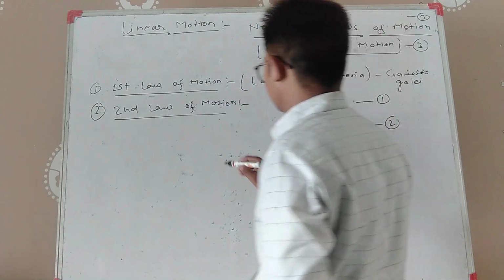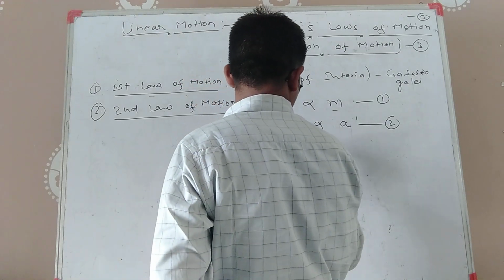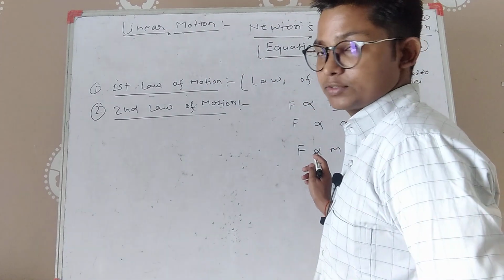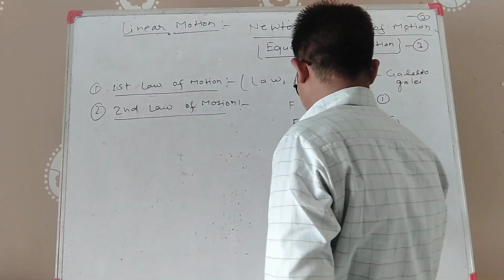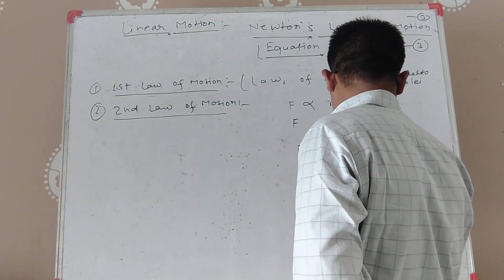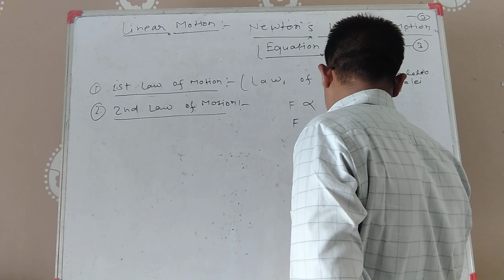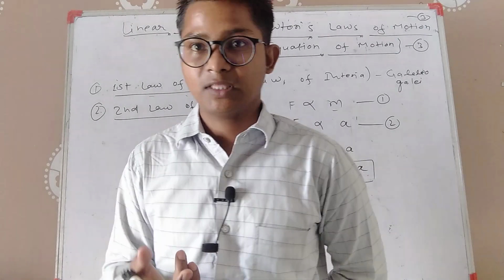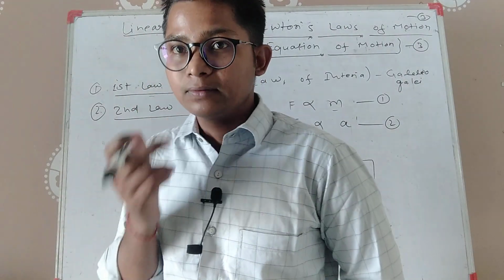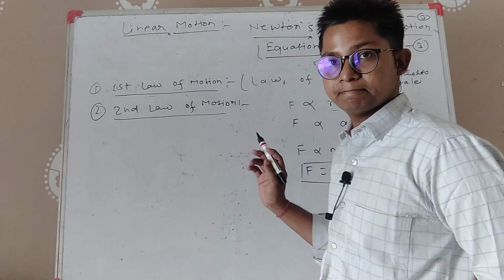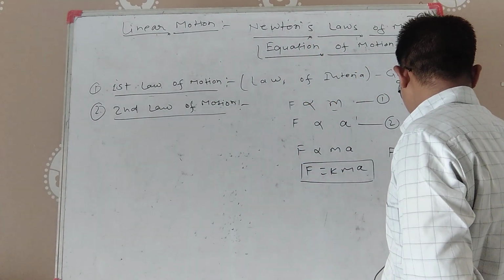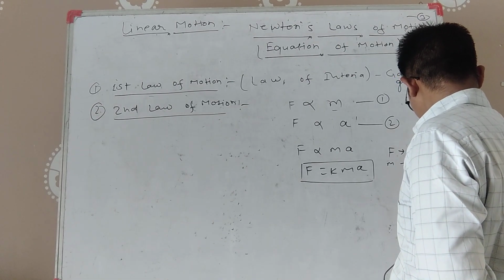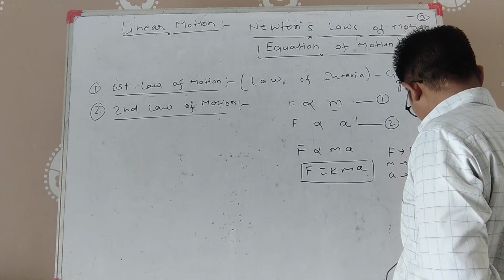If we combine these two equations, we will have what? F proportional to ma, and if we replace the proportionality with a constant, we have F equal to kma. So basically, the second law of motion states the force applied on an object which has mass m and acceleration a. Here F is force, m is mass, and a is acceleration.